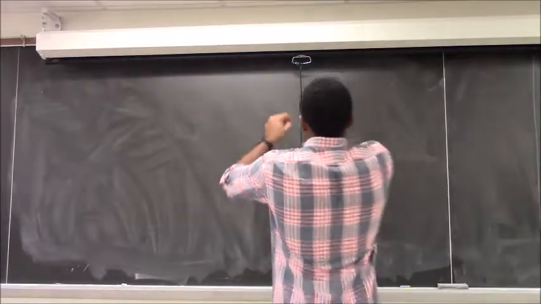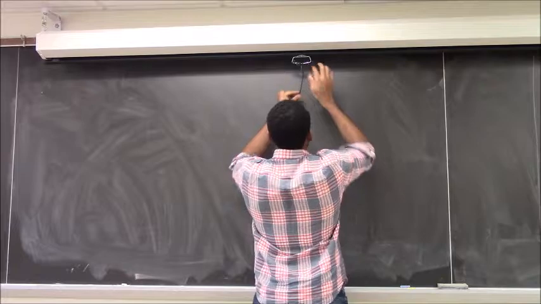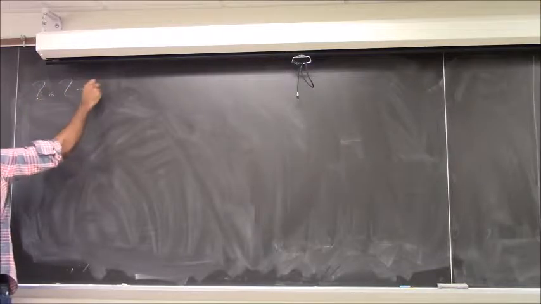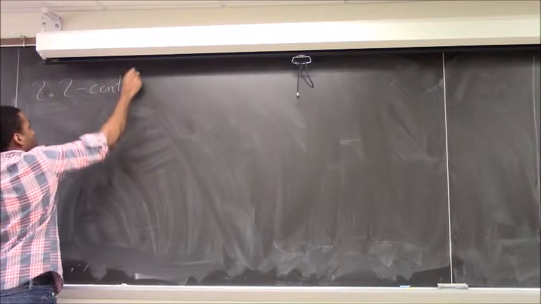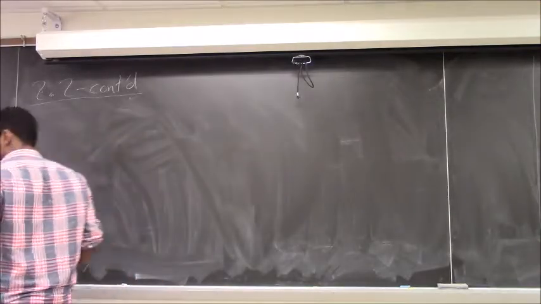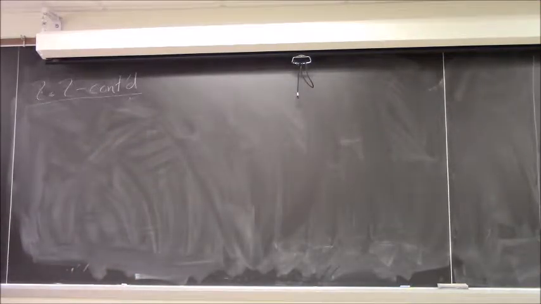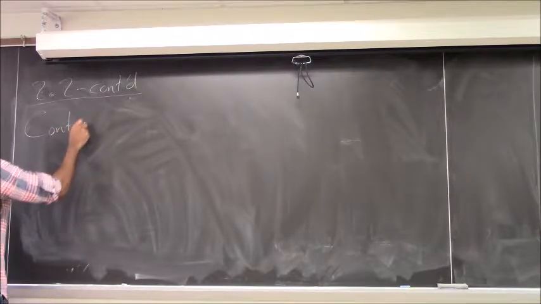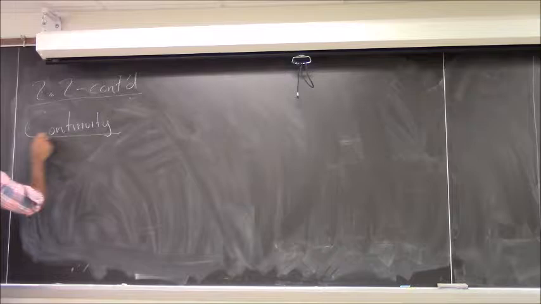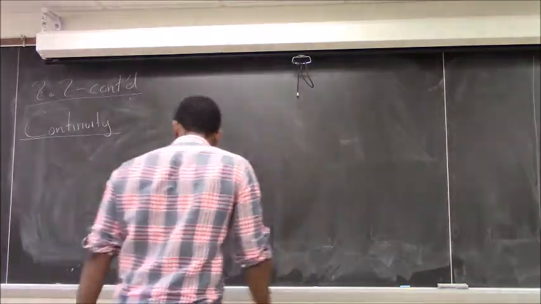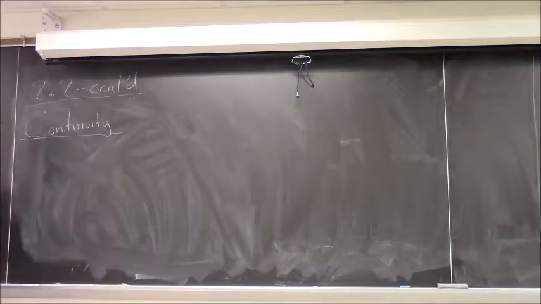Okay, we're going to start. We're going to finish up 2.2 with one new idea. So 2.2 continues. Let's talk about the idea of continuity. So the idea of being continuous or being a continuous function.